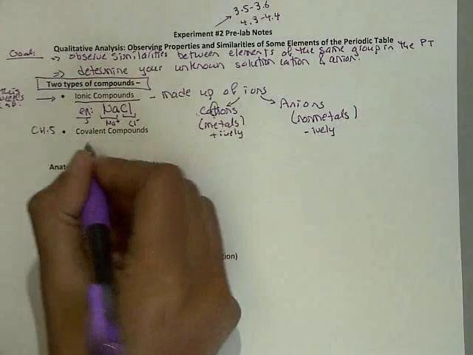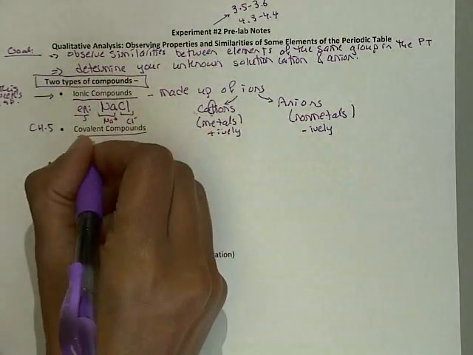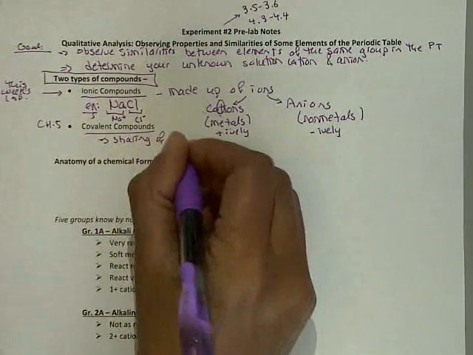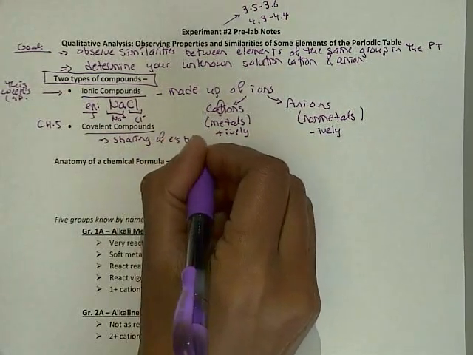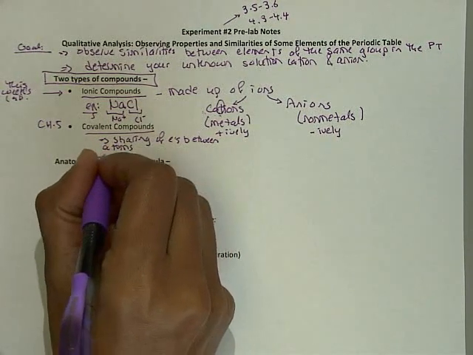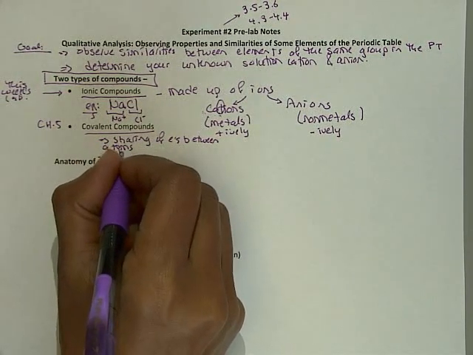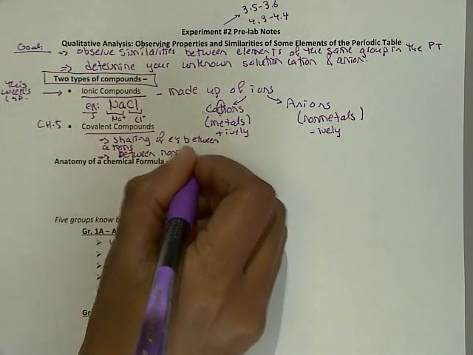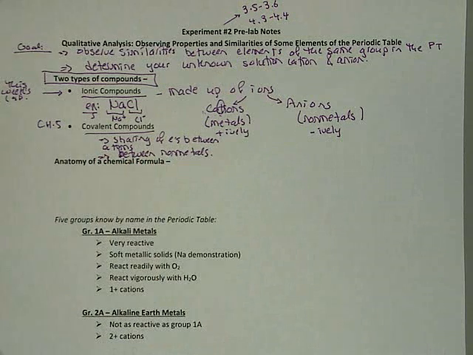Now, for the sake of completion of your notes, in covalent compounds you have a sharing of electrons between the atoms, and covalent compounds only occur between nonmetals. Now, you should be very familiar at this point with your periodic table and where your metals are and where your nonmetals are. This was covered in chapter 1 of your textbook.